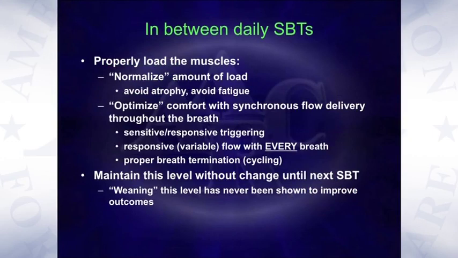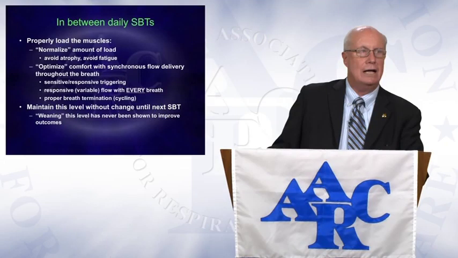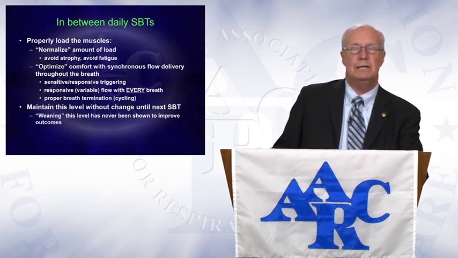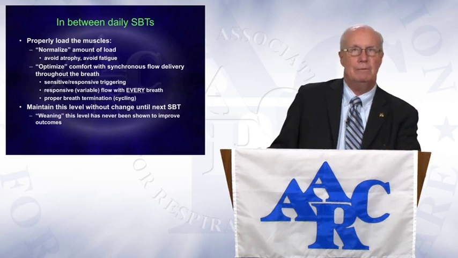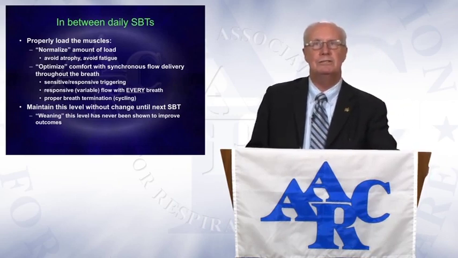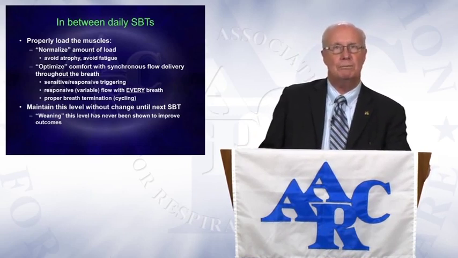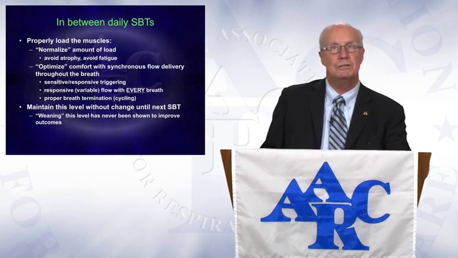In between daily spontaneous breathing trials, put a mode of ventilation on that is comfortable, gives the patients a normal, if you will, type of workload. You don't want atrophy to occur by too much support. You don't want fatigue to occur by too little support. I like to use the pressure-targeted modes of ventilation because the flow synchrony is better. Patients will synchronize with the machine better. But you also want to make sure you've got triggering set properly. This is particularly true in patients with obstructive lung disease who may have a lot of intrinsic PEEP.